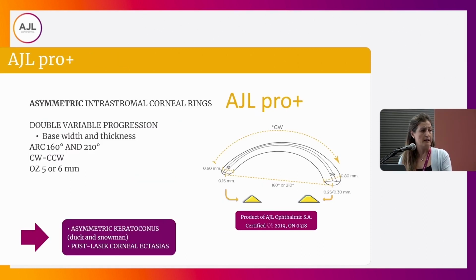As the doctors explained better before me, I want to remind you about AJL PRO, which is an asymmetric intrastromal corneal ring with a double variable progression in base width and thickness. The arc length available is 160 and 220 degrees. This is because it is what the asymmetric phenotypes require. In clockwise and counterclockwise configuration, depending on the shape of the ring that you need, and the optic zone is available in 5 and 6 mm.